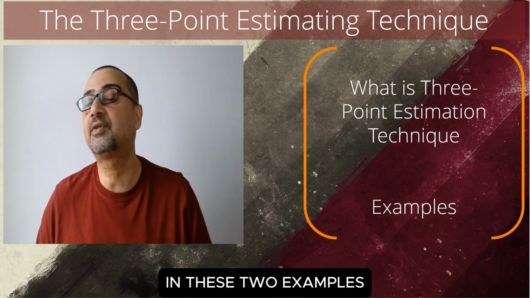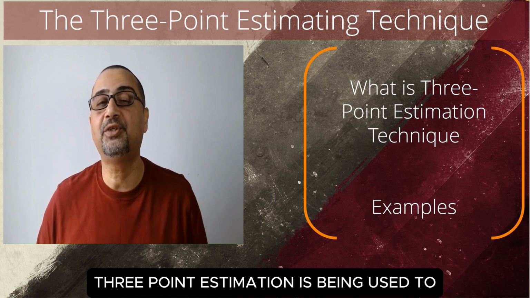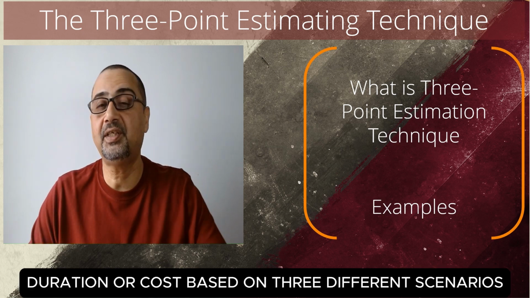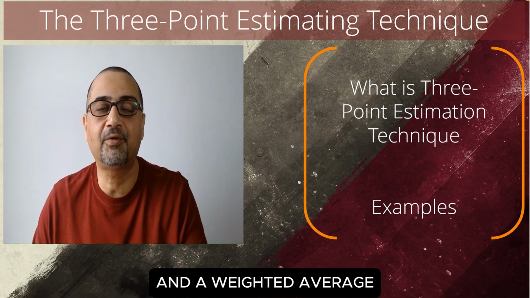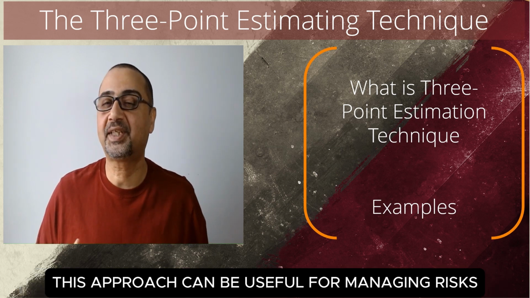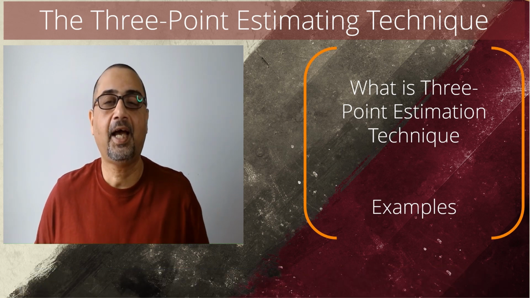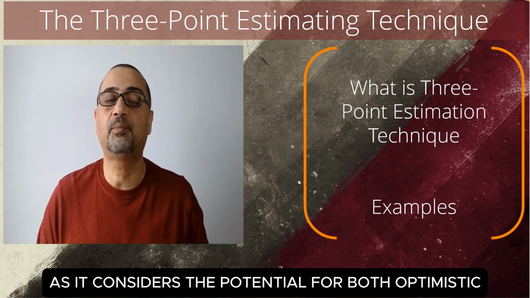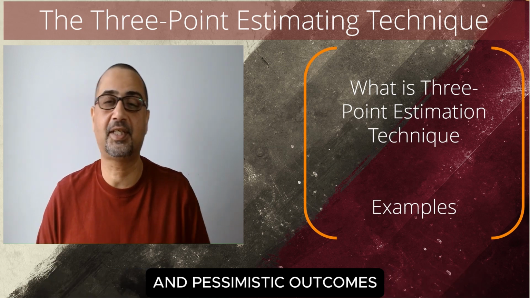In these two examples, three-point estimation is being used to estimate a variable, project duration or cost, based on three different scenarios and a weighted average. This approach can be useful for managing risks and uncertainty in projects, as it considers the potential for both optimistic and pessimistic outcomes.